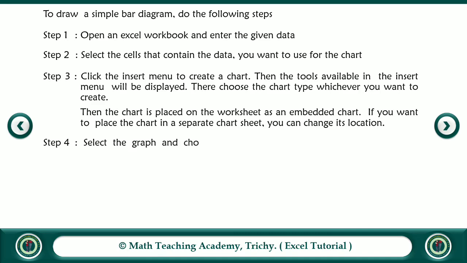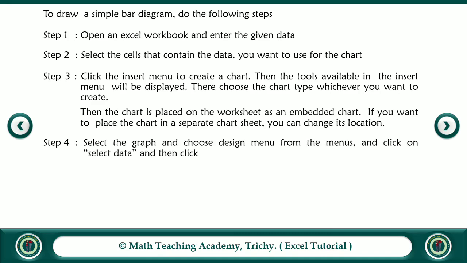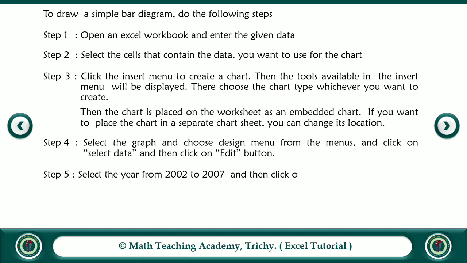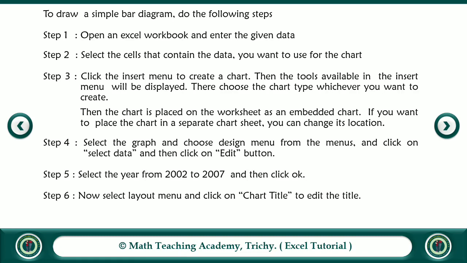Step 4. Select the graph and choose the design menu from the menus and click on select data and then click on edit button. Step 5. Select the year from 2002 to 2007 and then click OK. Step 6. Now select layout menu and click on chart title to edit the title. Step 7. Give the title as simple bar diagram. So this is the procedure to create a simple bar diagram using Microsoft Excel.